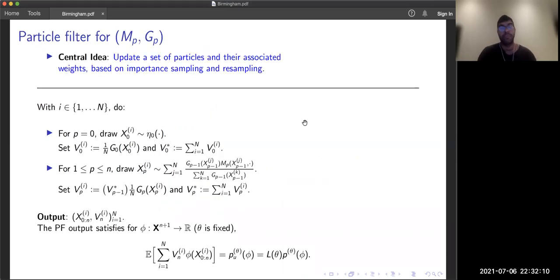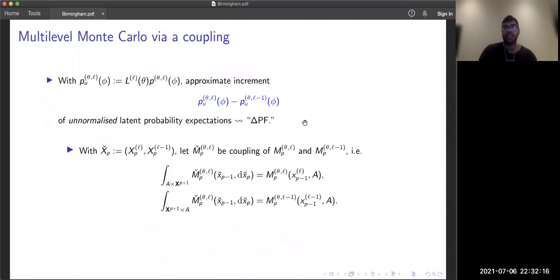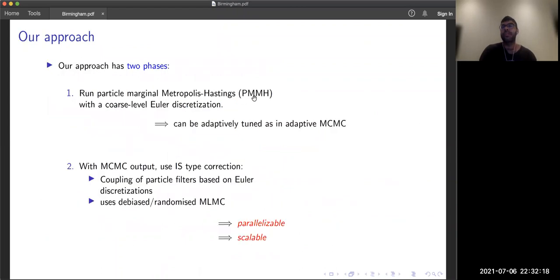The second bit, well, actually, before I get to the second bit, let me just briefly review the idea of particle filters and the method that we're going to use. So like I said, we are interested in the particle Markov chain Monte Carlo method, which you can think of in a very naive way as incorporating SMC methods into Markov chain Monte Carlo methods.